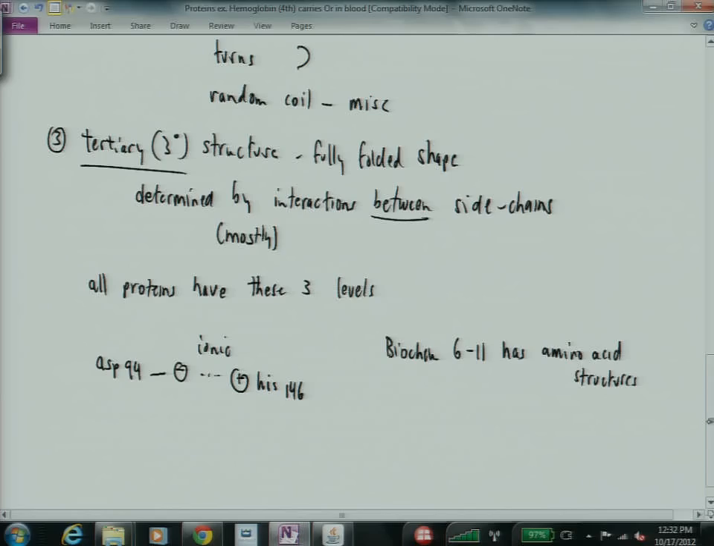So think about it, talk to your neighbor. Can you find another amino acid whose side chain could make an ionic bond with Asp 94, or might possibly swap for His 146? So think about it, talk to your neighbor, and we'll pick names in a sec.